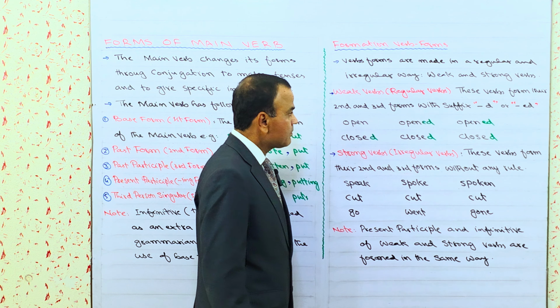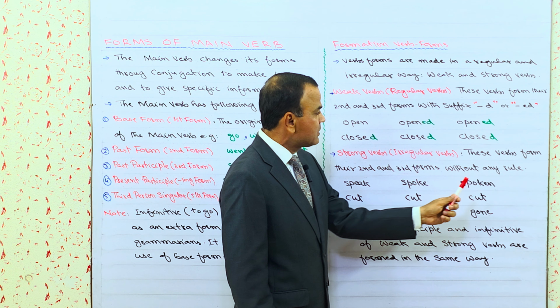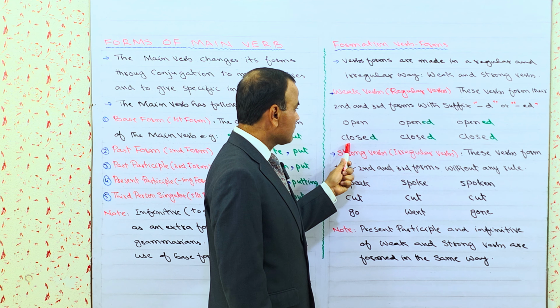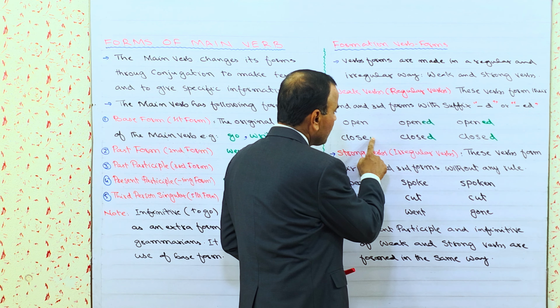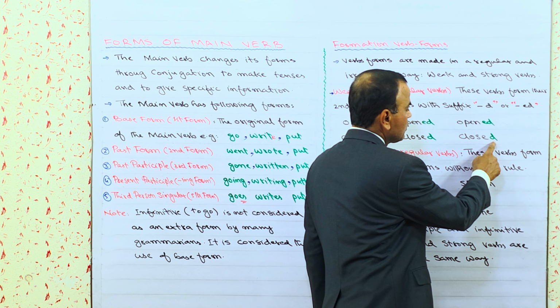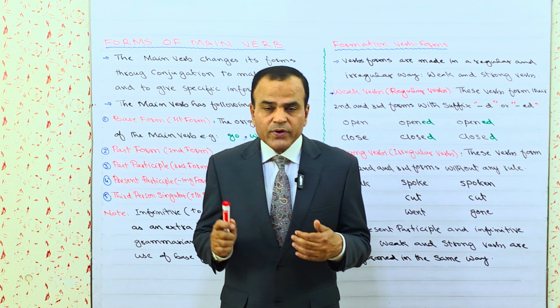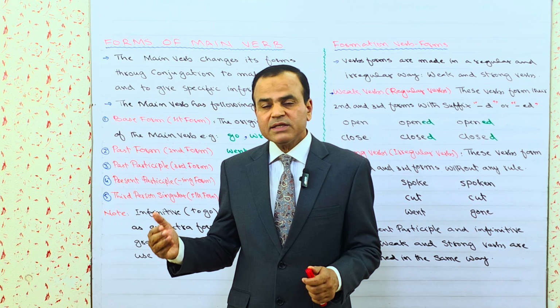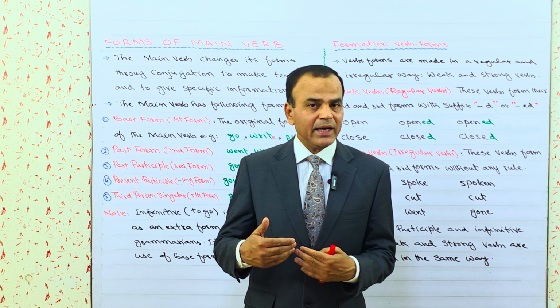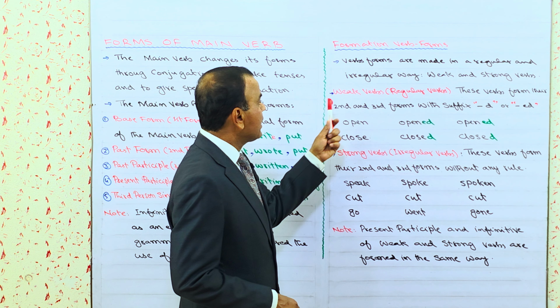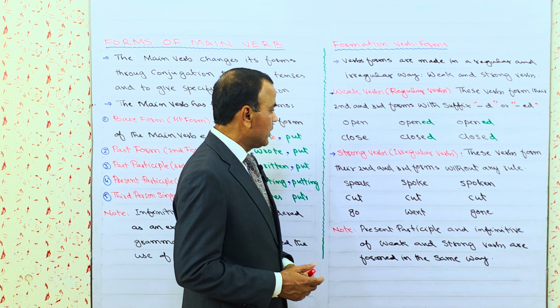As open, if I make its second form, I will only add ed, that is opened. Third form is also opened. Close, if I make its second form, it is closed, and its third form is also closed. So the verbs that make their second and third form with the addition of d or ed and follow certain rules, we call them regular verbs or weak verbs.